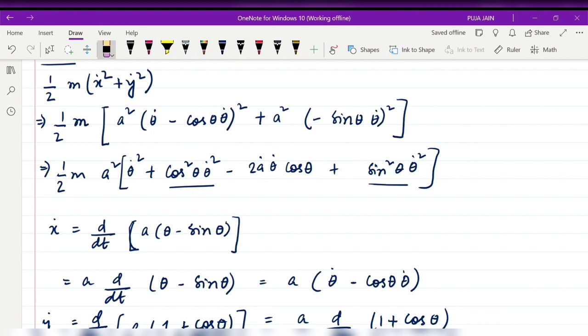Here I have made some mistake. This is not a dot. This is theta dot cos theta theta dot square. Okay, so from here we will get sin square theta plus cos square theta equals 1, and this theta dot square and this theta dot square will add up to 2 theta dot square. Okay, and this 2 and this 2 will cancel out.